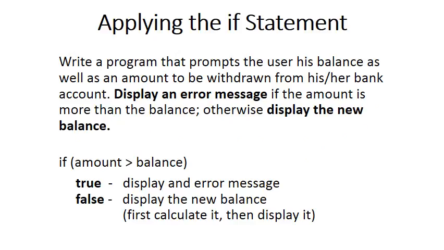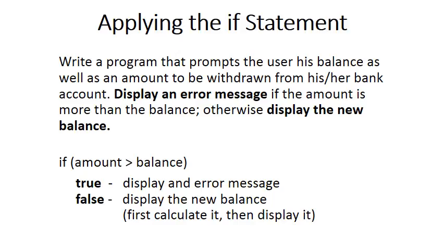Okay, so when we have a choice to be made in the code, we need to say to ourselves, what is the true part? What happens if this condition is true? And what is the false part? What happens if this condition is false? Now, if you read through this text, it will say display an error message if the amount is more than the balance. So the true part of this if statement will display an error message.